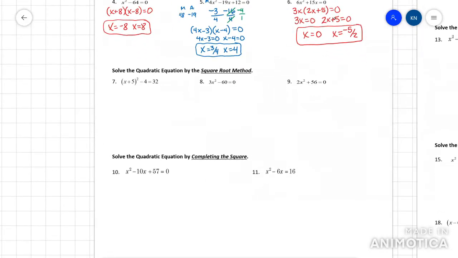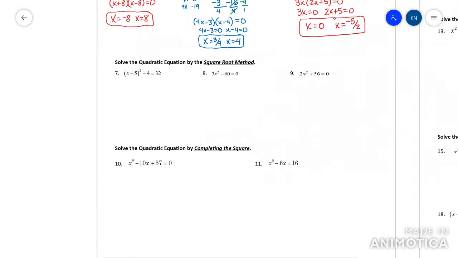Okay, these next ones, they tell you to solve it with the square root method. That's where you need to get the square part by itself. So your first move on this one is to add 4. So now you're going to have x plus 5 squared equals 36. Now, once the square part, I don't care what's inside here, once it's like parentheses squared, that's when you can square root it. So you're going to go ahead and square root this. And on this right side, when you square root, you need plus minus.